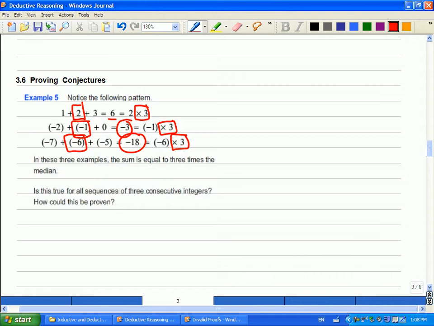Now, in order to do this, you're going to have to be able to talk with the letters. So your favorite letter that you've used the most is probably X. So let's just say X is the middle number. Then if I've got 3 consecutive numbers and X is the middle, what's the next number after X? So X minus 1 is in there. It's before it. And the next one's X plus 1. So this is the 3 numbers, right? And if I add them up, X minus 1 plus X plus 1, I'll end up with 3X, which is 3 times the middle number.